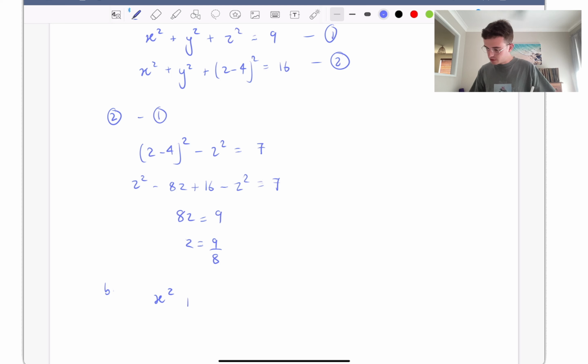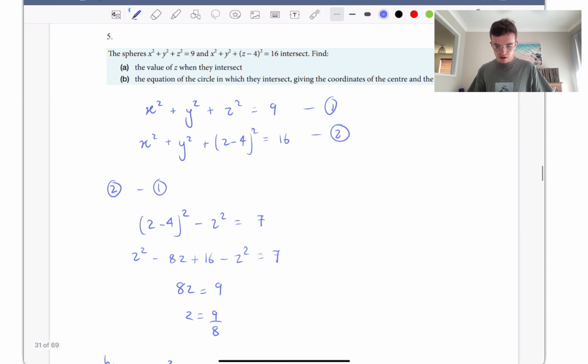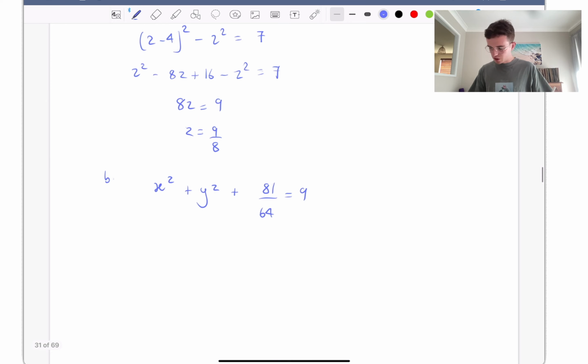So x squared plus y squared, it's going to be easier to substitute it into the equals 9 one, so 9 on 8 squared is 81 on 64 is equal to 9. Giving coordinates of the centre and radius of the circle. So subtracting that over, we get x squared plus y squared equals 495 on 64.